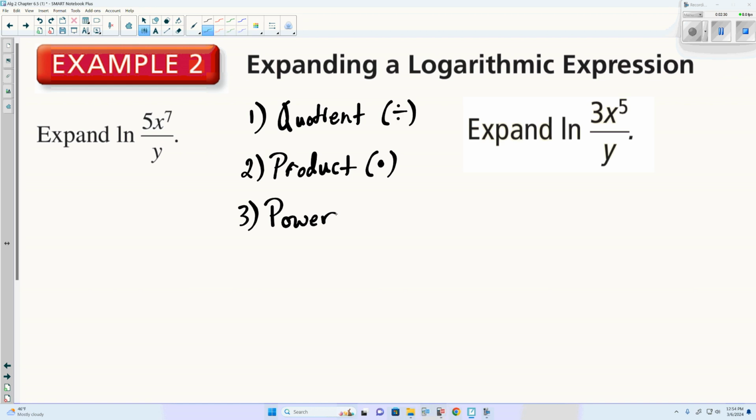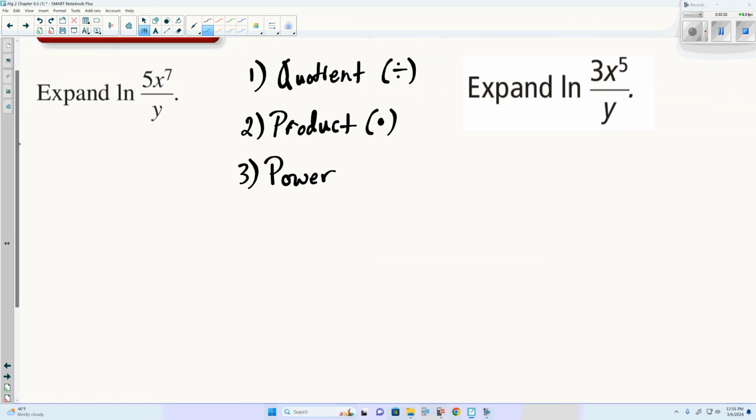So if we look at this first example here, the natural log of 5x to the 7th over y. If we do our quotient property, we could rewrite this as subtraction. So we'll have the natural log of the numerator, the top of the fraction, 5x to the 7th, minus the natural log of the denominator, the bottom, which will be minus the natural log of y. Questions on this so far?